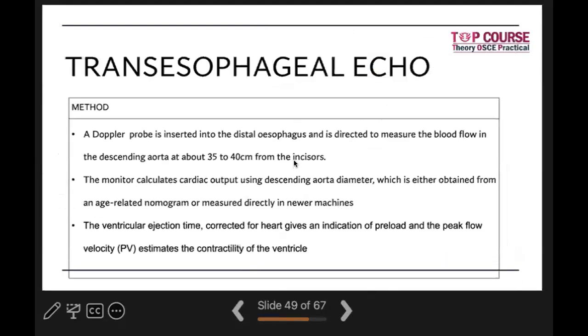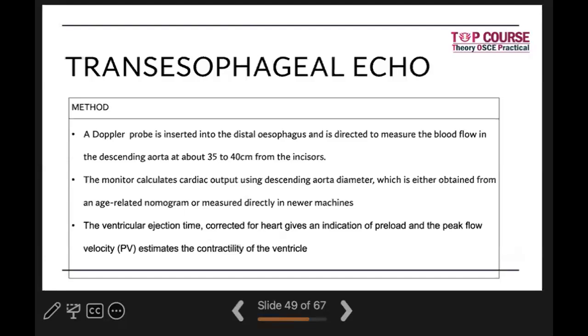So as I told you, a Doppler probe, we are going to insert it into the distal esophagus, and it is directed to measure the blood flow in the descending aorta at about 35 to 40 centimeters from the incisors. And the monitor calculates the cardiac output using the descending aorta diameter, which can be obtained from an age-related nomogram or measured directly in the newer machines. There are going to be various factors which are going to give us a clue about preload and afterload, which we'll be discussing in the next slide.